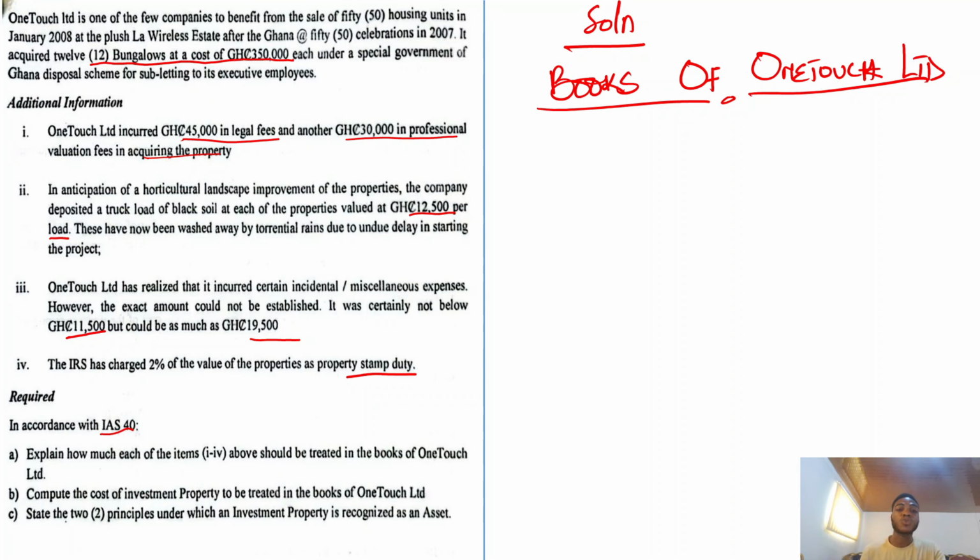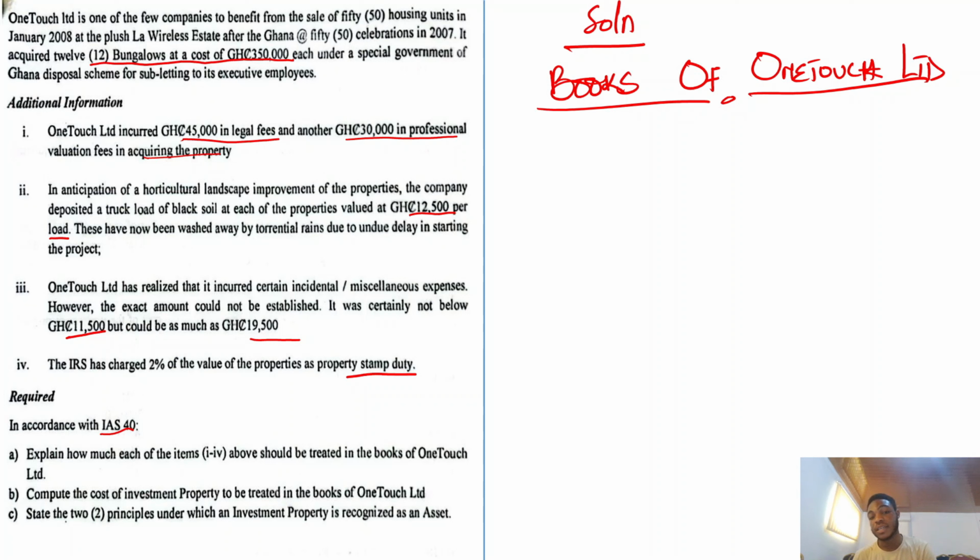Now we are also saying that there was a truckload of black soil sent to each of the properties, at 12,500 per load. And you mentioned that these have now been washed away by torrential rains due to undue delay in starting the project. So this is a startup cost that should not be part of the cost of an asset at initial measurement. At initial measurement, you should focus on purchase price and directly attributable cost.